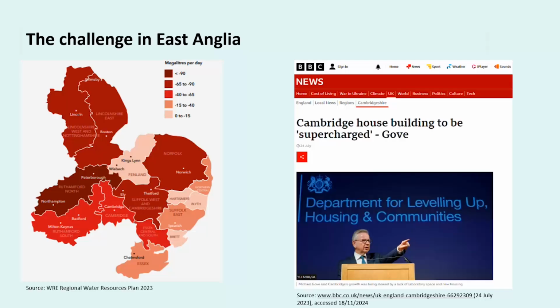Next slide, please. East Anglia is the most water-stressed region of the UK. Cambridge has annual rainfall of just 575 millimetres a year. And that's approaching the definition of a semi-arid zone, which has a range of 250 to 500 millimetres a year. It is astonishingly dry.